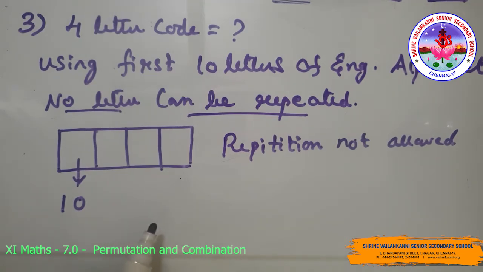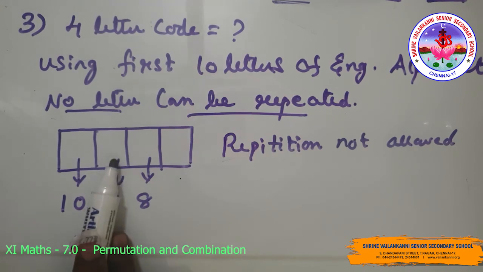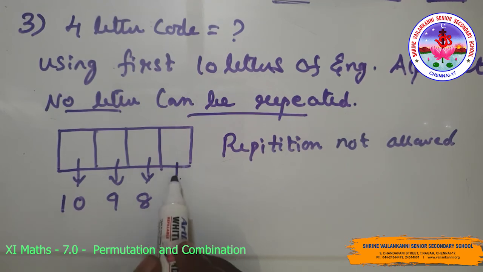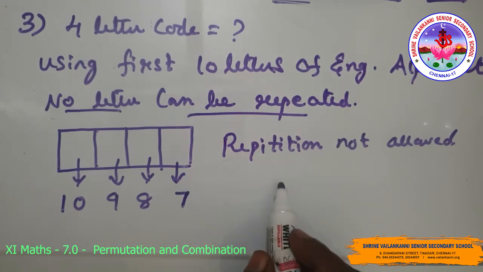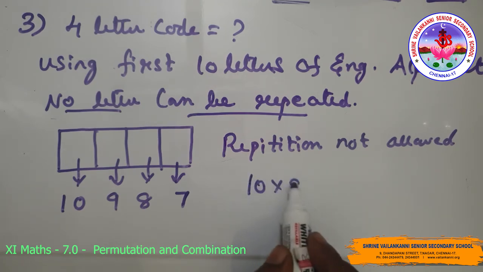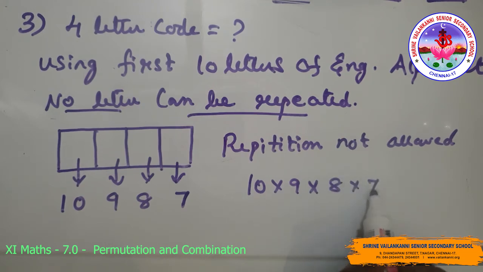So the second letter can be filled in 9 different ways, and the third letter can be filled in 8 different ways. Once a letter is selected for the second place, it should not be repeated in the third, first or fourth place. So the fourth place can be filled by any of the remaining 7 letters in 7 different ways. Therefore, by the fundamental principle of counting, the number of ways in which the 4 vacant places can be filled is 10 into 9 into 8 into 7, which is equal to 5040.